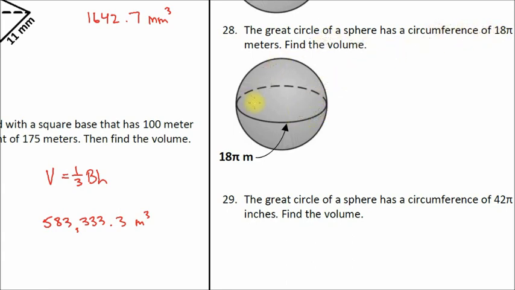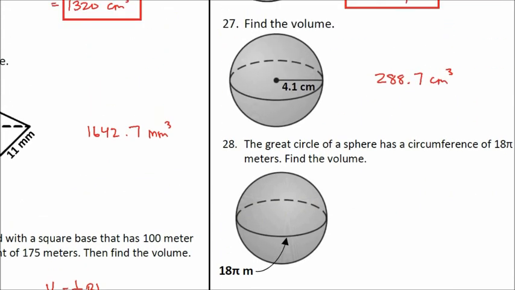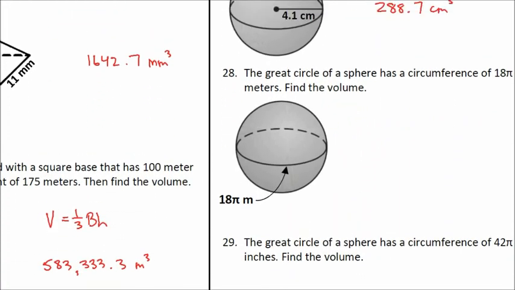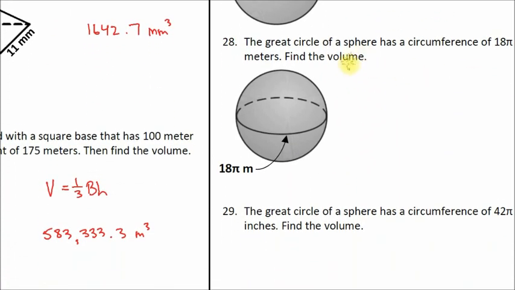So the first thing we have to do is find the radius. If you think about the volume formula, all you need is the radius, and you can find the volume of a sphere. So here's how we find the radius. We know that the circumference of a circle is equal to 2 pi r. They give us the circumference, which is 18 pi. So 18 pi equals 2 pi r.